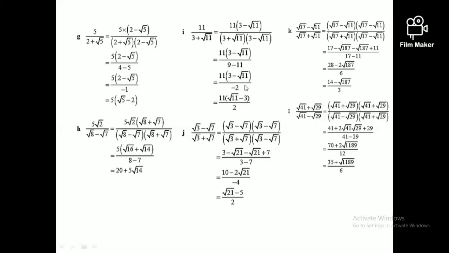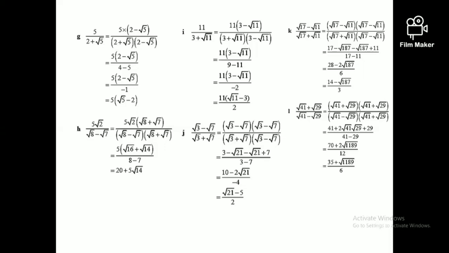3 into 3 is 9. Root 11 into minus root 11 is minus 11. It turns to minus 2. Then if you divide this by minus 2, this 3 turns to minus and this minus root 11 to plus root 11. So you can write the answer as 11 into (root 11 minus 3). Here what I did was I just removed this minus from here and put this minus into the numerator. 3 divided by minus is minus 3. Minus root 11 divided by minus is plus root 11. That is what happened over here. Right? Okay, let's go to the next question.